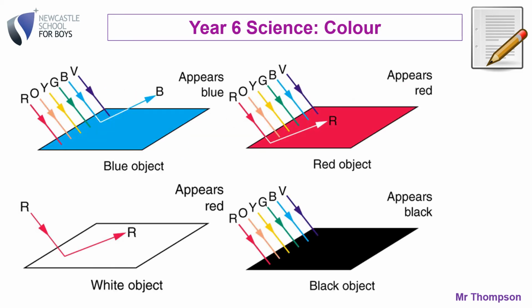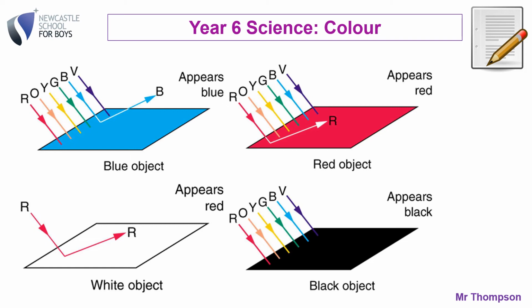Just spend a little time looking at these 4. The top left here, if you have a blue object, then if you shine white light on it, the 7 colours of white light shine on it. 6 of them will be absorbed, and only the blue will be reflected. And notice this diagram hasn't got indigo. That's a kind of colour between blue and violet. But this shows you that only blue is reflected, therefore it appears blue.